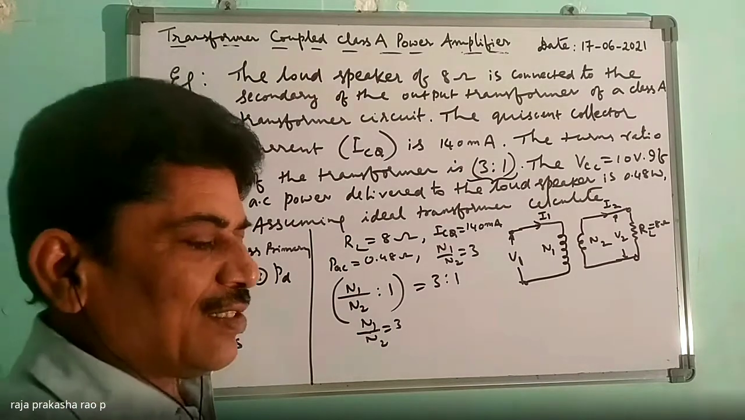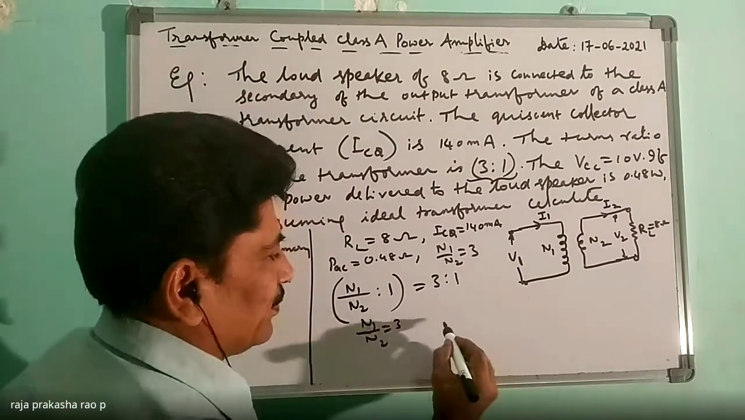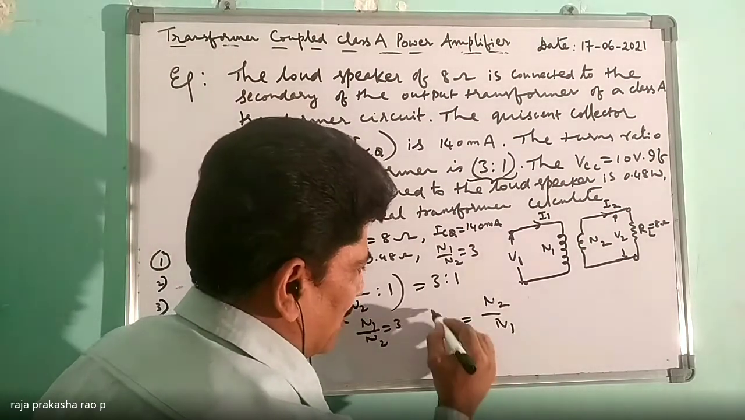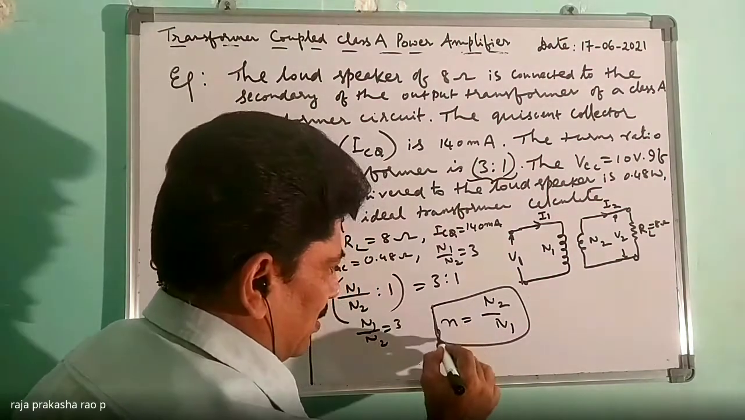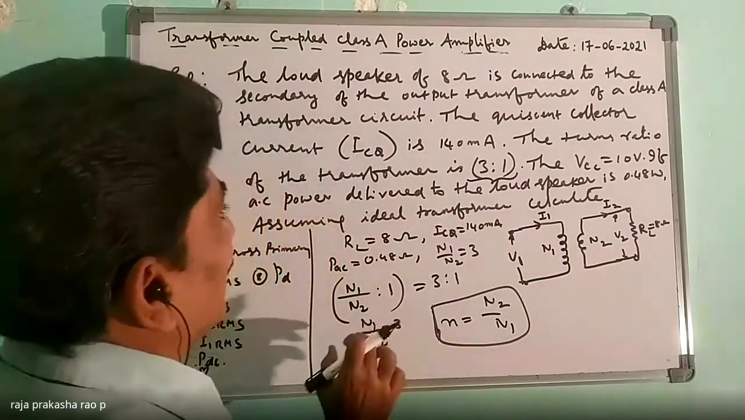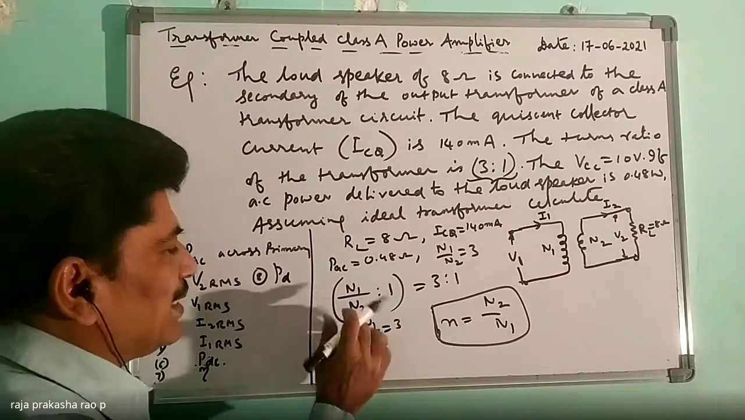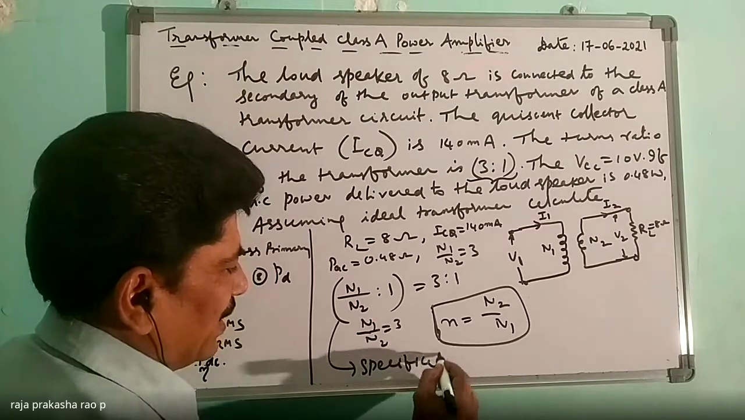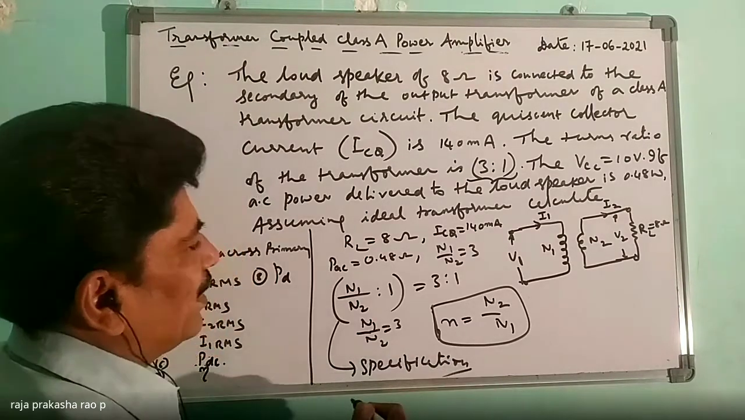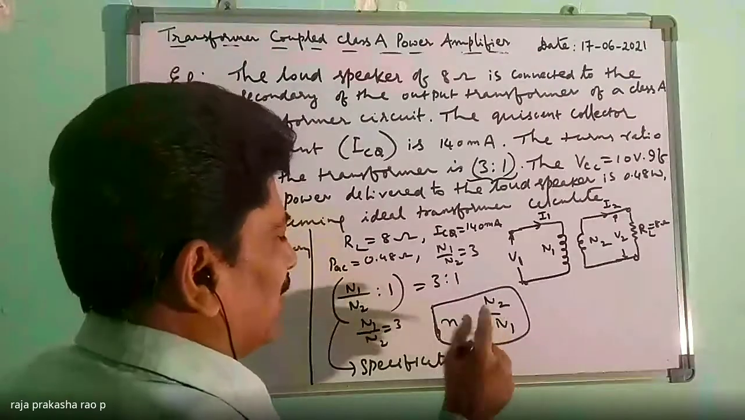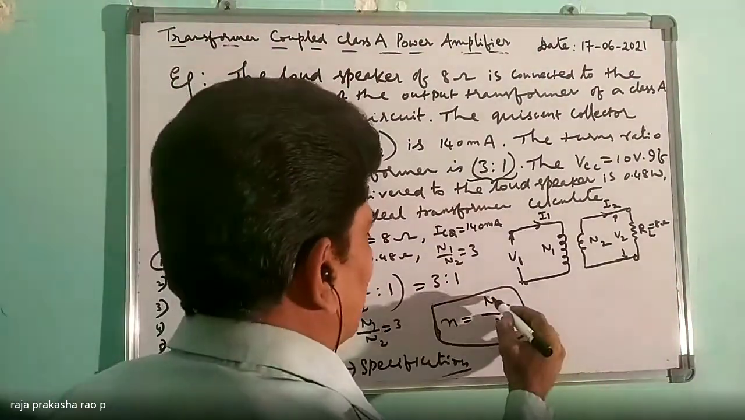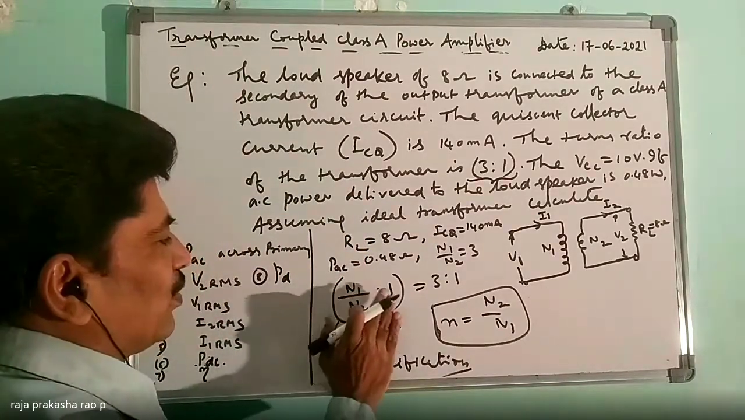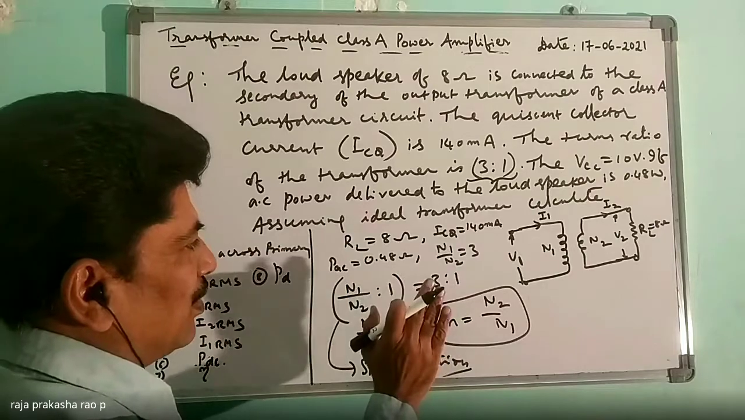Actually, the turns ratio is N2 by N1. Turns ratio N is equal to N2 by N1. This is the specification for the transformer. There won't be any change in this expression, but generally it is specified like this: N1 by N2 is to 1 is equal to 3 is to 1. So N1 by N2 is equal to 3.